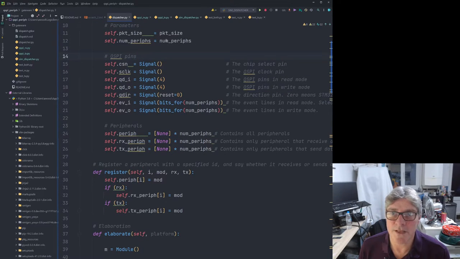Okay, so we're just setting up the connections here. If you've used Quad SPI before, you'll be familiar. It's a bit like SPI. There's a chip select, which is a negative chip select, that's what the N stands for there, so it's active low. There is a clock, which is used to time the exchange or the sampling of the data.